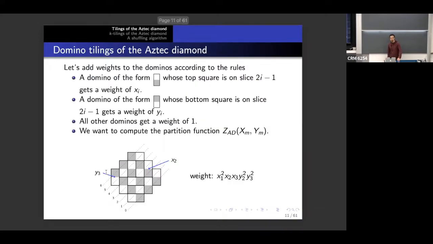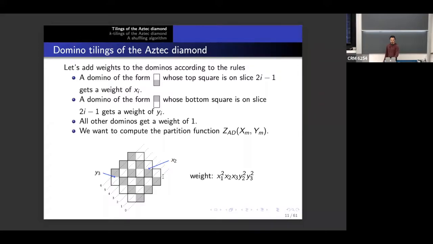So now we want to add weights to our tiling. So we're going to add weights to the vertical dominoes. There are 2 types of vertical dominoes, and so we're going to have 2 parameters for the different types. Whenever we have a vertical domino with the black square on the bottom, whose top square is on slice 2i minus 1, we're going to give it a weight of xi. And similarly, we'll give a weight of yi for dominoes where the black square is on top. All the other dominoes get weight 1. And our goal for the first part of this talk will be to compute the partition function of these tilings.